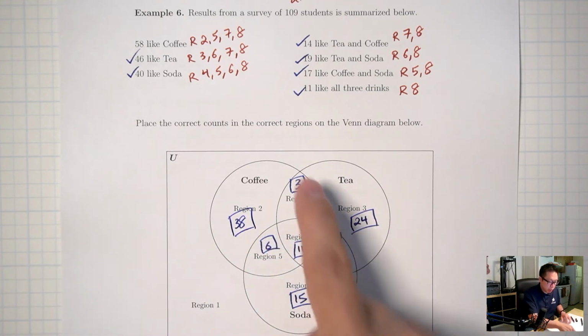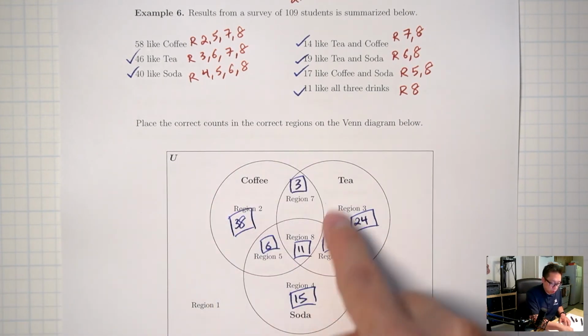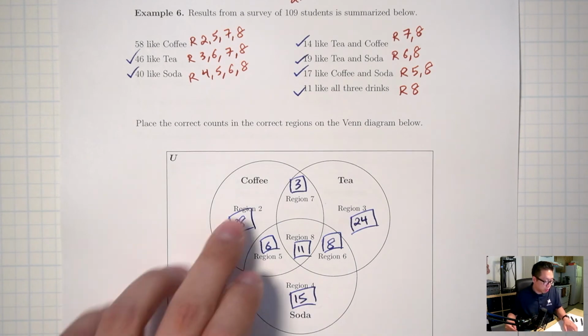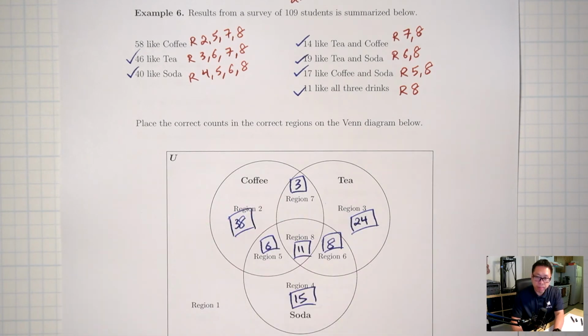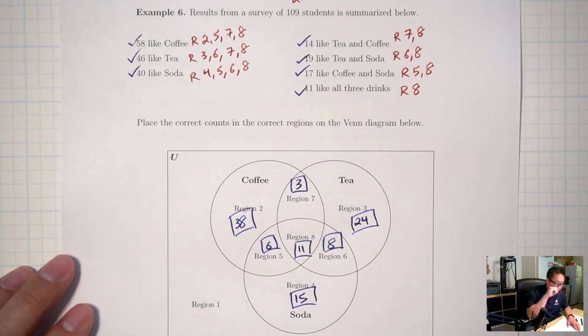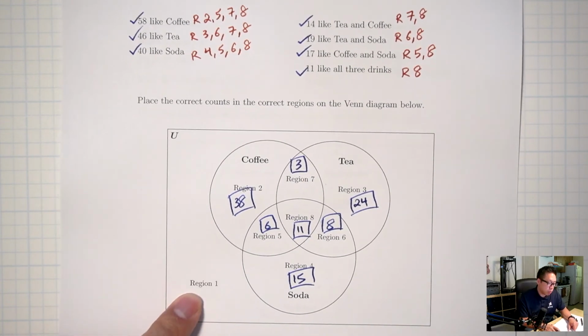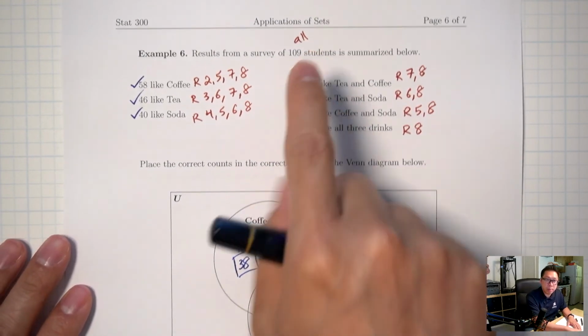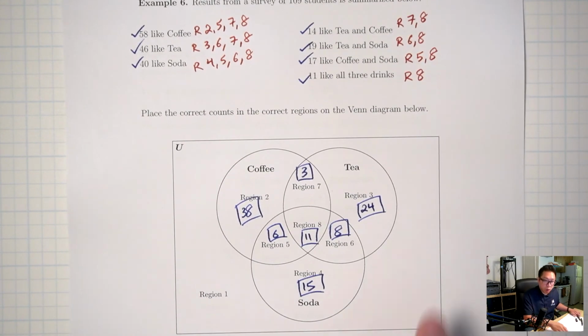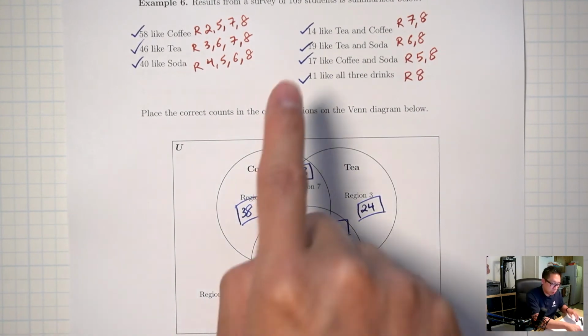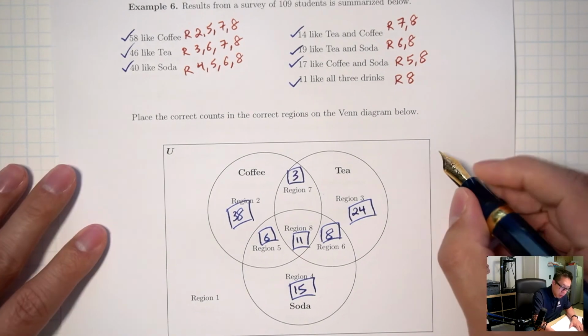And just to double check, I need these 4 regions to add up to 58. So 38 plus 3 plus 6 plus 11. Okay, it is 58, so we're good. And the only region I don't have a number in yet is region 1. And the only number I have not used yet is the 109. So 109 means all the regions need to add up to 109. So I want the total to be 109.